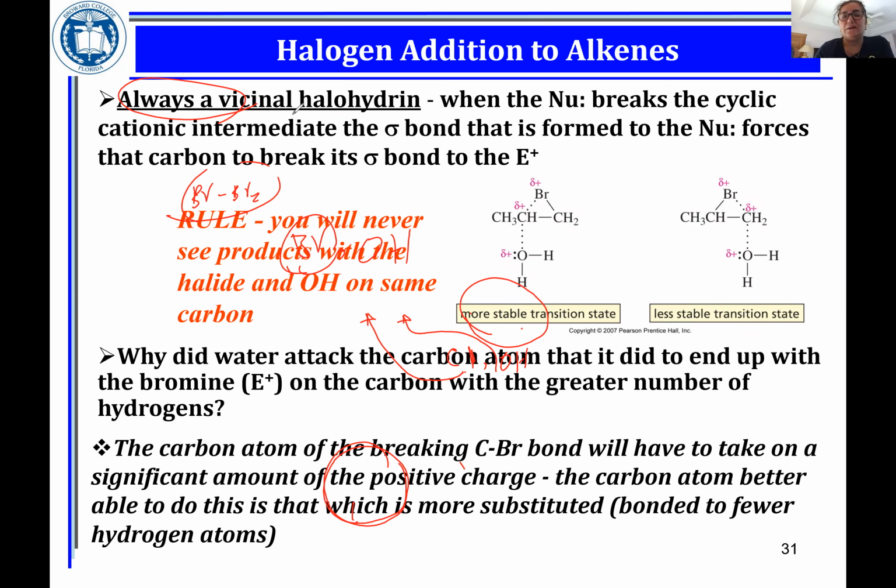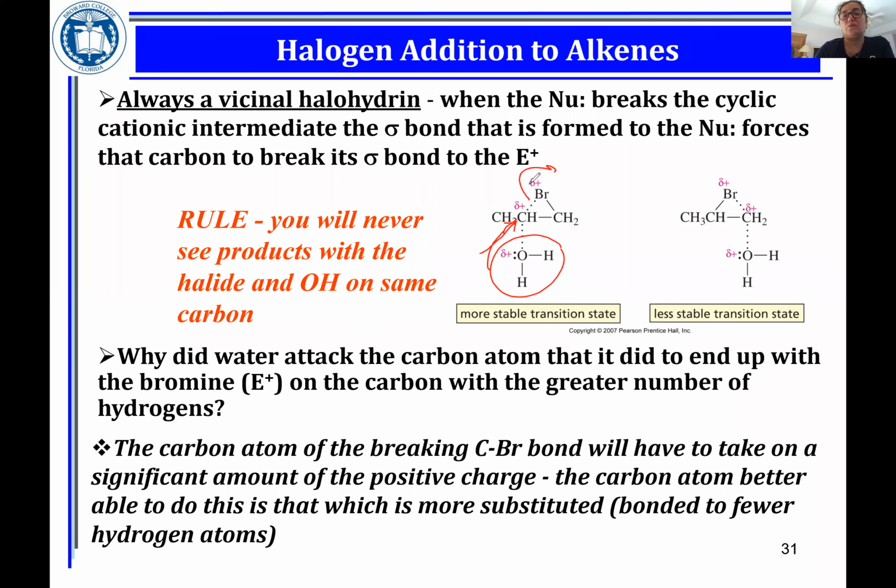And again, it is going to be about stability. What determines that Markovnikov product is the stability of the intermediate. So your intermediate is a triangle with the plus charge. Now the plus charge is going to be more stable on the more substituted carbon. That's why H2O goes to the more substituted carbon, and the Br will break over the other carbon.